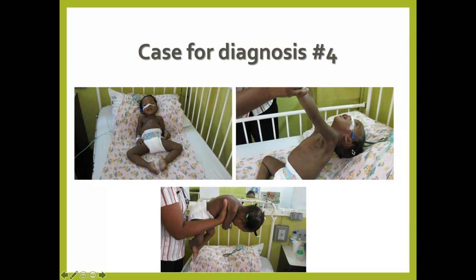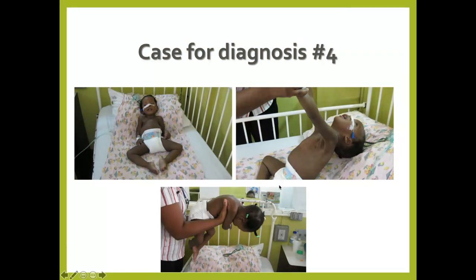This second picture shows that she has marked head lag. This is a child who probably looks like at least a year old, and head lag should have resolved by age 6 weeks, right? So if you have marked head lag, what is that saying to us? That maybe her neck muscles aren't able to pull her head up. Right. So she has truncal weakness.